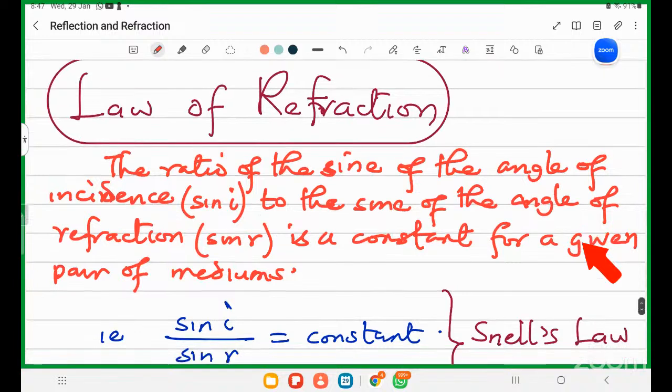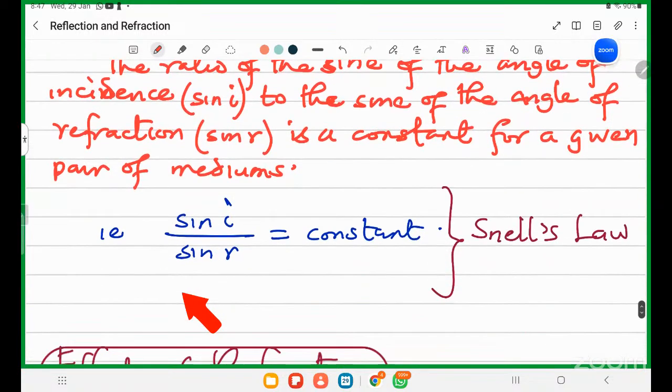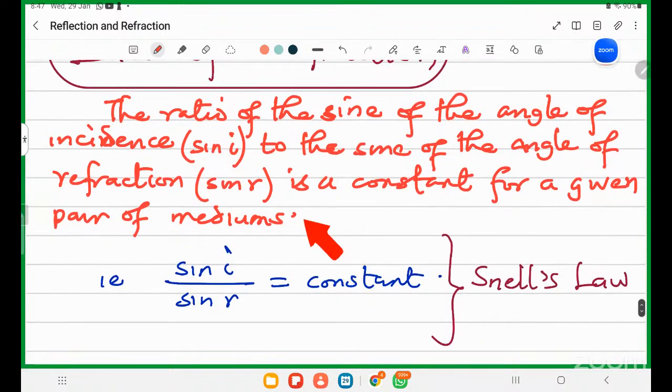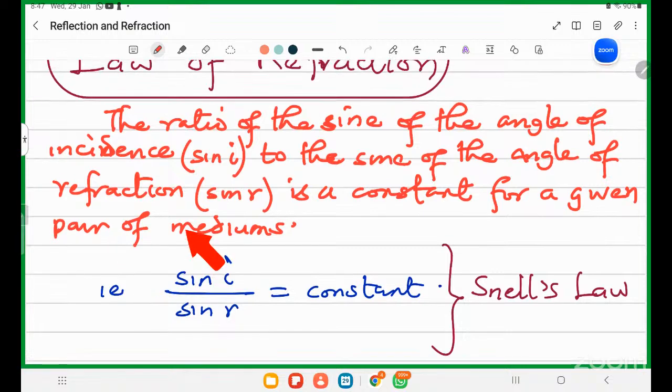For the law of refraction, the ratio of the sine of the angle of incidence to the sine of the angle of refraction is a constant for a given pair of media. That law is popularly known as Snell's law. So the ratio of the sine of the angle of incidence to the sine of the angle of refraction is always a constant for a pair of media.